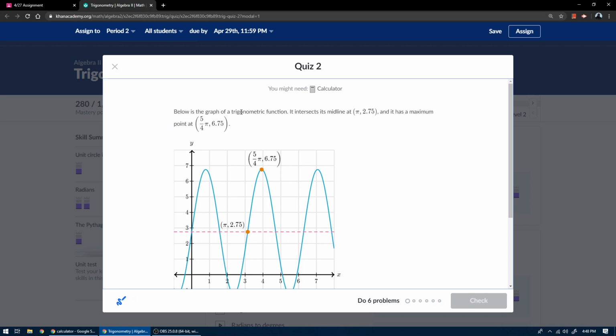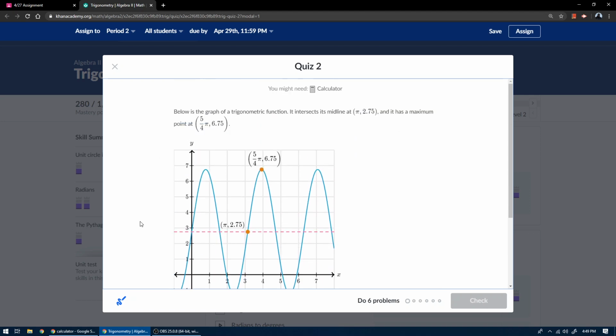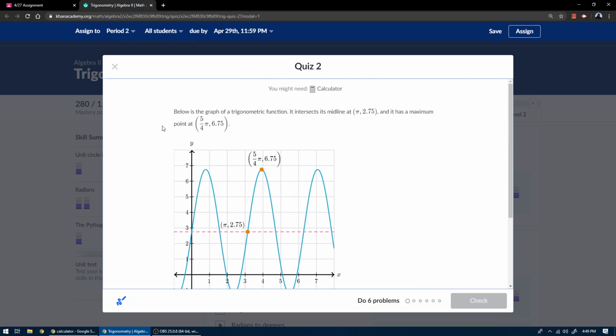Below is the graph of this function. It intersects its midline, and at that point it has a maximum point. What is the amplitude? Now we did watch these videos that went over these definitions, but if you're still confused, let's say you don't know what midline is, well, you can look it up, right?